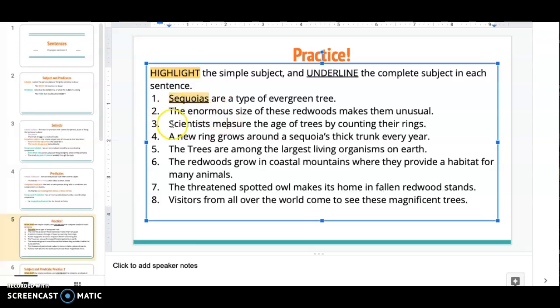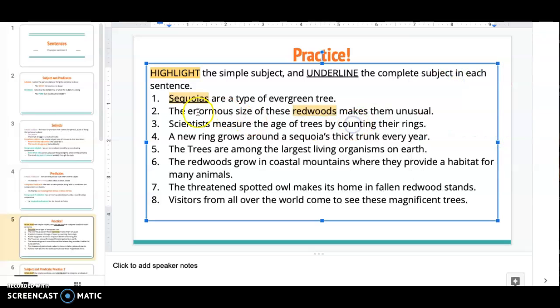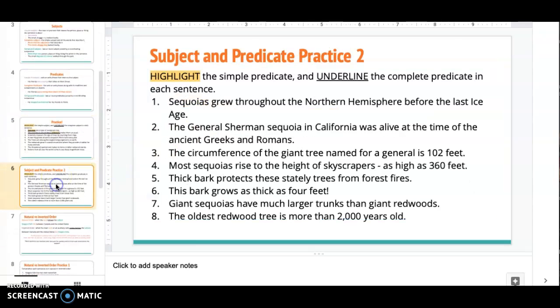That's it. But number two, the enormous size of these redwoods makes them unusual. So we're talking about the redwoods, right? And what makes them unusual. We're talking about the redwoods, so I'm going to highlight that. But then the complete subject is the enormous size of these redwoods. Because we're talking about, right, the enormous size of these redwoods. We're just describing the redwood's size. So that would be the complete subject.